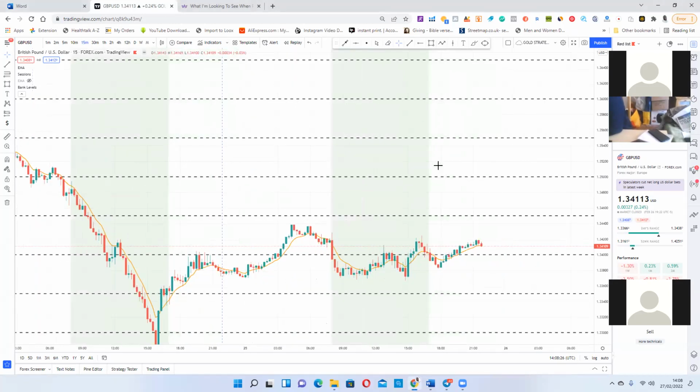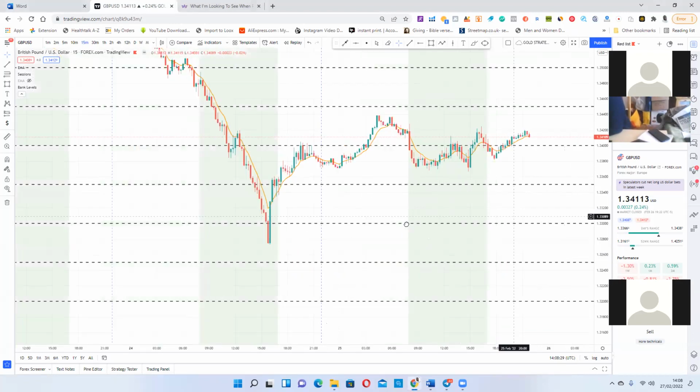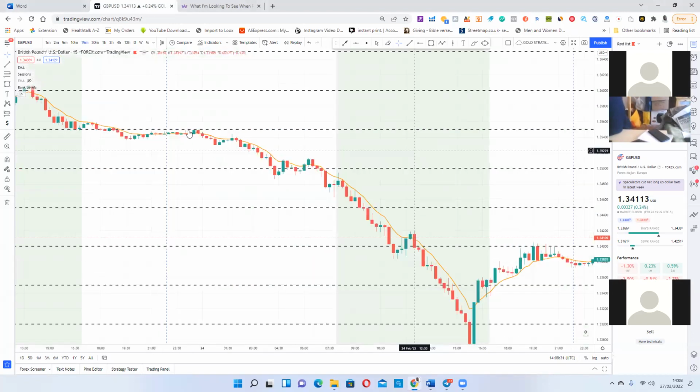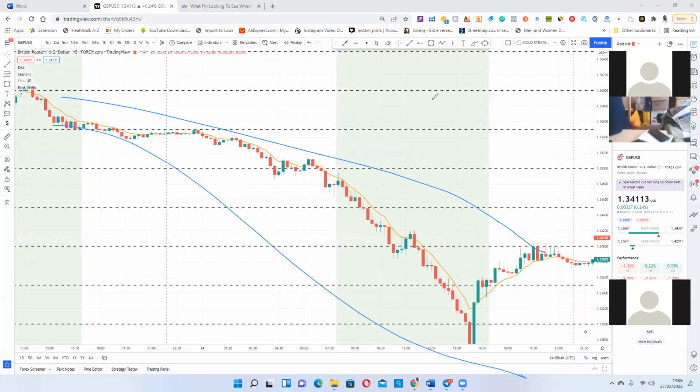So first of all, we have been experiencing a massive drop on GU for the past, actually I would say 2 days, 3 days. All right, so a massive drop on GU happening over the time.